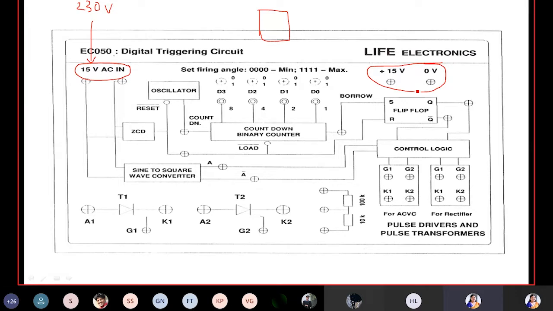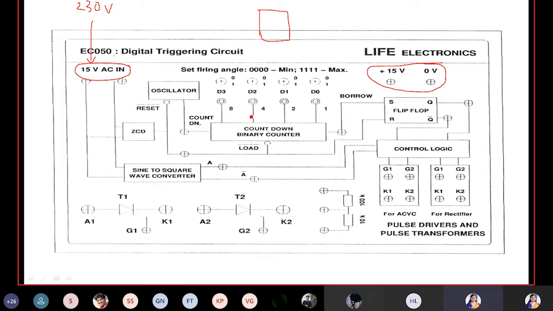Why we need this DC supply on the kit? First thing what we identified is we have two supplies provided on the kit. One is AC supply, another one is DC supply. Now we understood why we have reduced the voltage level of AC supply, and we will see how we are going to make use of this AC supply. Now my next question is why we need DC supply on this kit?